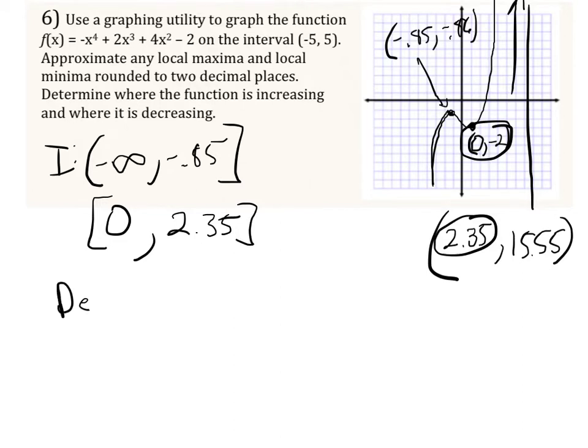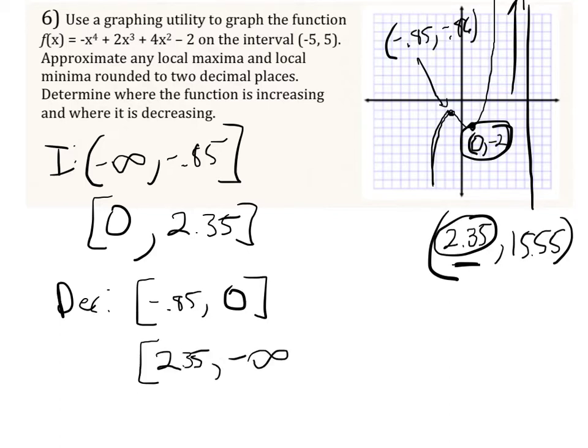Then we're decreasing. And we're decreasing in between this point and this point. So we're decreasing here, and then we're decreasing from our max all the way to infinity. So we're going to have two sets there as well. So we're going to decrease from -0.85, including -0.85, down to 0, and include 0. And then we're going to be decreasing from the x value of our other max, 2.35, on down to negative infinity, and on to forever. Okay. Excuse me, this should have been positive infinity, because we're talking about x values.